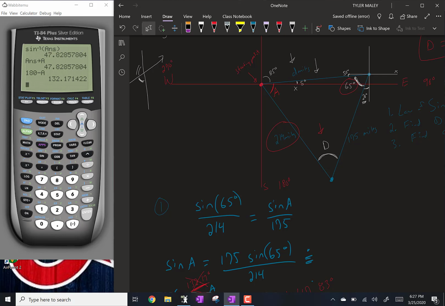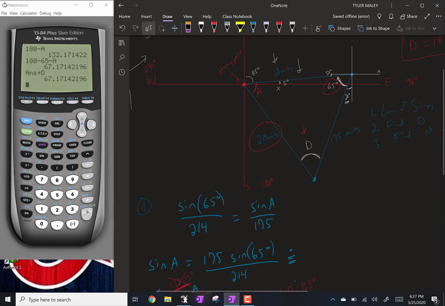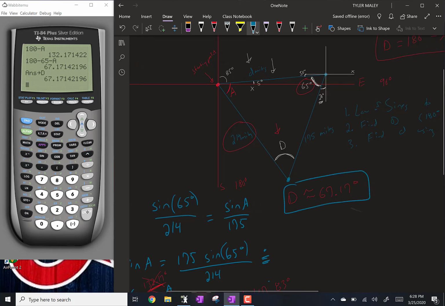To find D, we would take 180 minus 65 minus alpha A. That's going to be equal to D. I'm going to store this as alpha D. So D is approximately 67.17 degrees, right? And I want to try to be as exact as possible, that's why I'm going to store it as D.